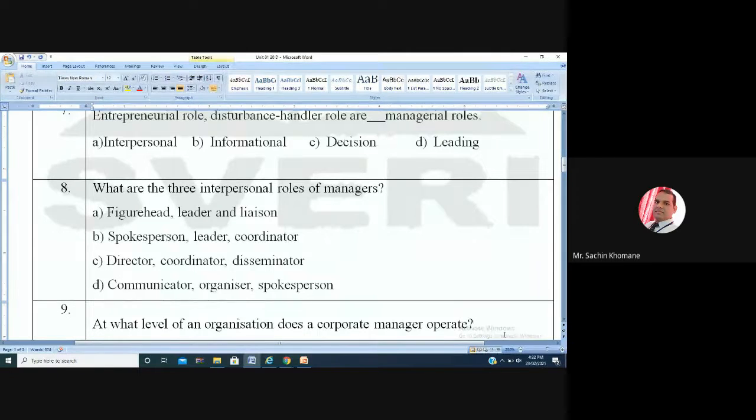So now out of this little big question, what is asked? What are the 3 interpersonal roles of the manager? You have to choose one option. Every option has 3 roles. Can somebody guess? I have explained all terminologies. Almost all words are new for you.